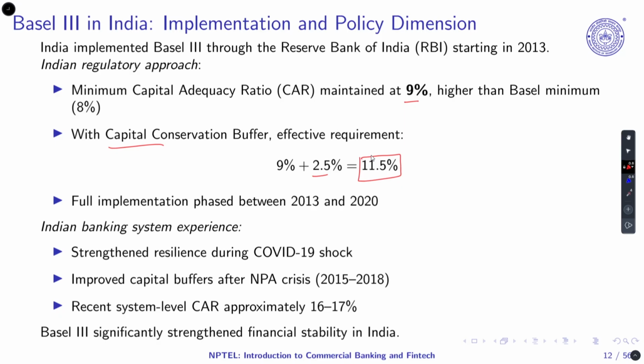You can see that we have recently gone to around 16 to 17%. The COVID shock created a favorable scenario to strengthen the banking sector, and also the improved capital buffer after the NPA crisis of 2015 to 18 created a big challenge. So the twin balance sheet and four balance sheet problem that we discussed. All these developments also strengthened the system, and they gave the RBI the opportunity to monitor and effectively implement these regulations and ensure financial stability in India. So these are some of the important dimensions that we touched upon.